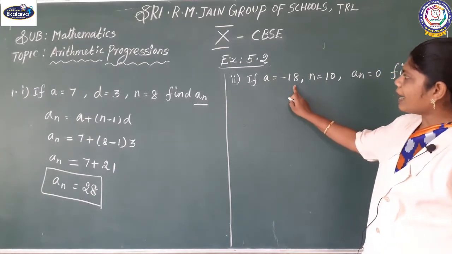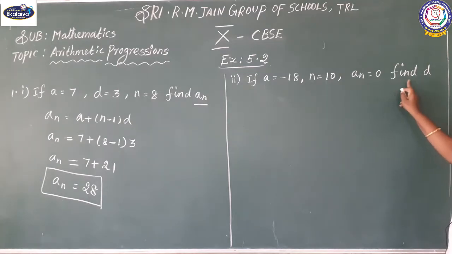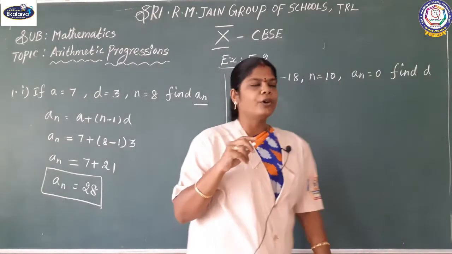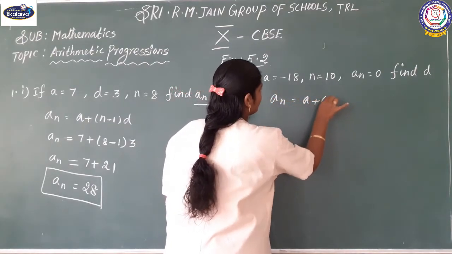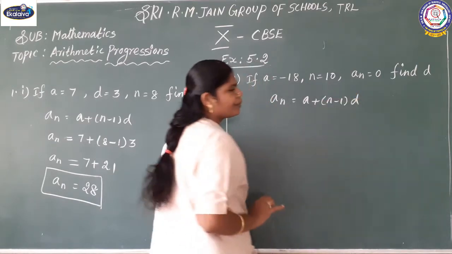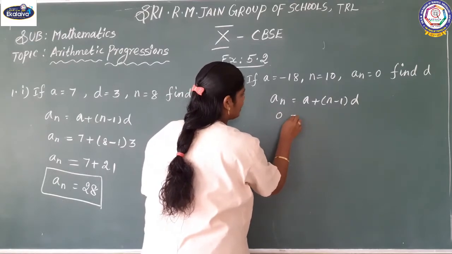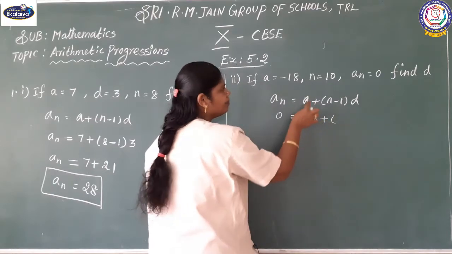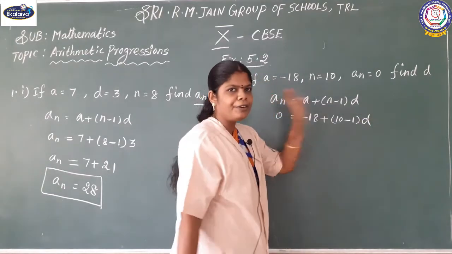If a equal to minus 18, n equal to 10, an equal to 0, find d. d means common difference, we need to find out. So what is the formula you know, children? an equal to a plus n minus 1 into d. Substitute the values. Here an value is 0. So 0 equal to a value minus 18 plus n 10 minus 1 into d, because d we are going to find.